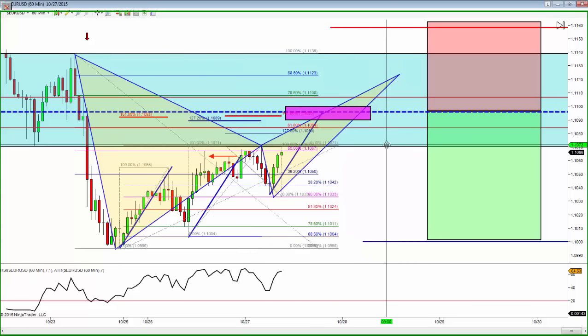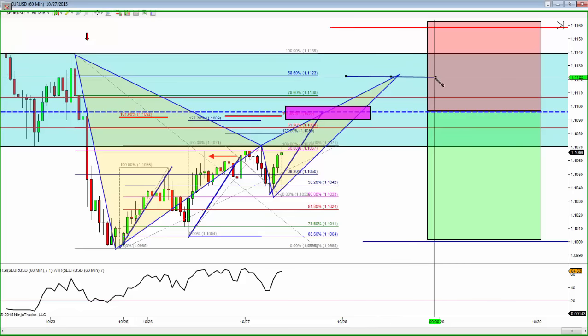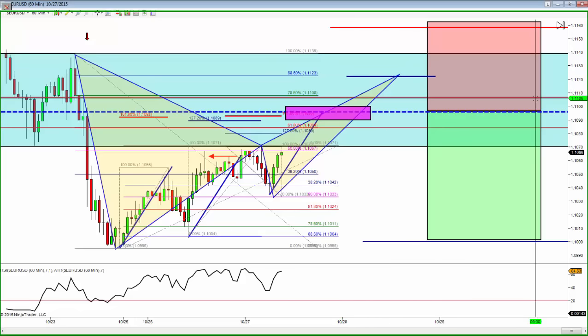And if you're a bat pattern trader, you're looking at a move right here for an aggressive entry at 111.23. Hope you guys found that interesting.